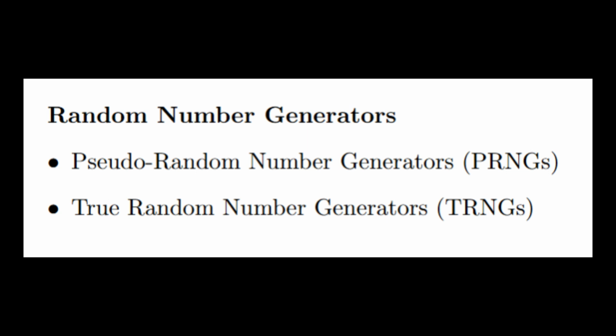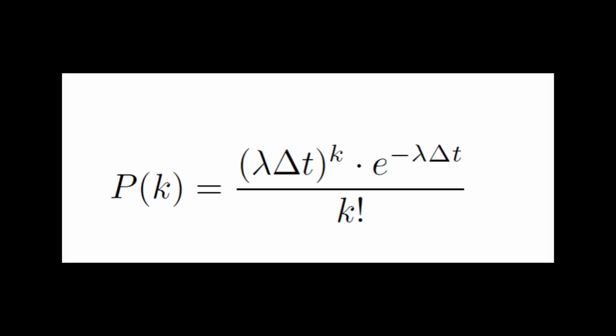The second type is called a true random number generator. A true random number generator extracts randomness from a physical process rather than a formula. A special subclass of true random number generators are quantum random number generators, which use a process governed by quantum mechanics. Radioactive decay is one such process.